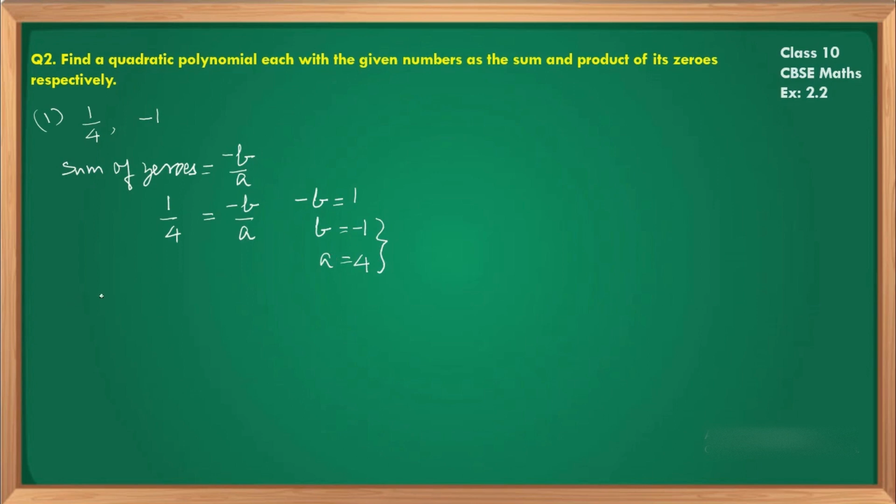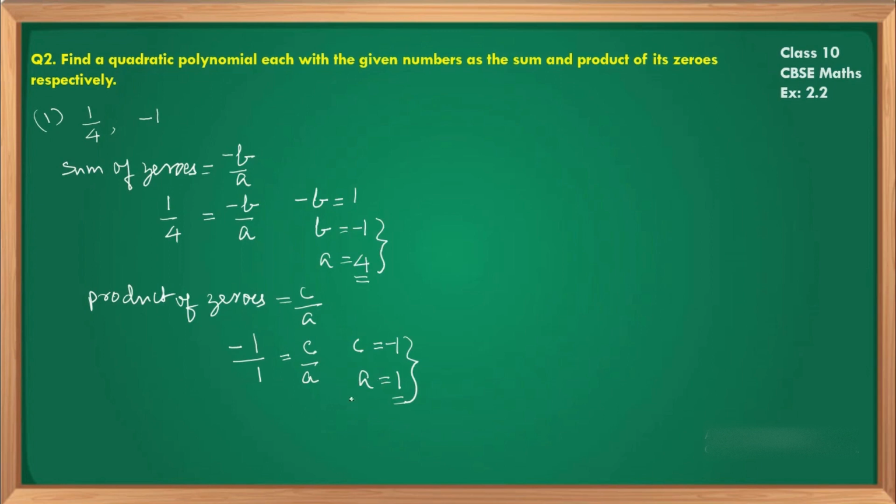And product of zeros equals c by a. And this is minus 1. And in the denominator you don't have anything, so put 1, is equal to c by a. And minus 1 is in place of c, and 1 is in place of a. Therefore, c's value is equal to minus 1. A value is 1. Now you can see that the value of a is 4 as well as 1. When we have these two different values of a, you cannot form the quadratic equation for the given question.